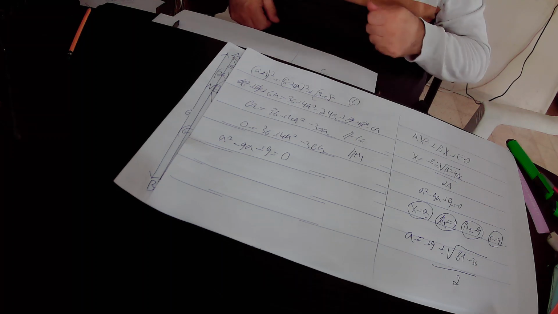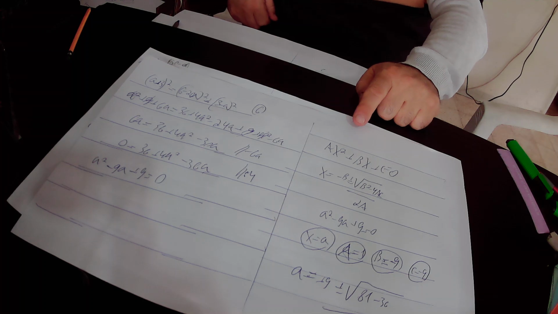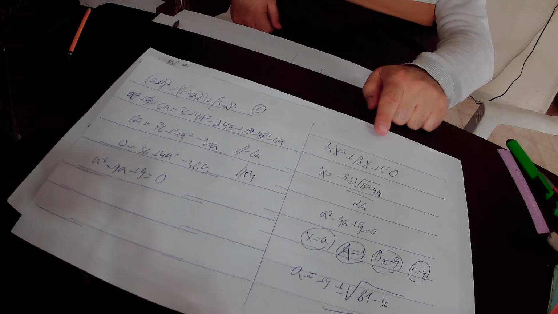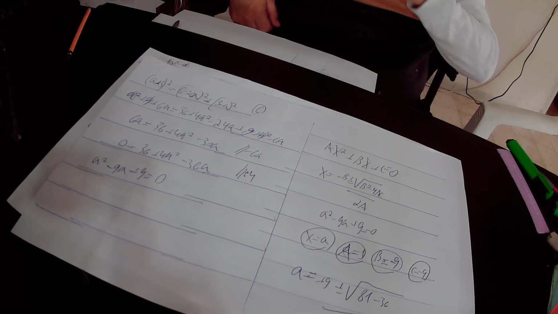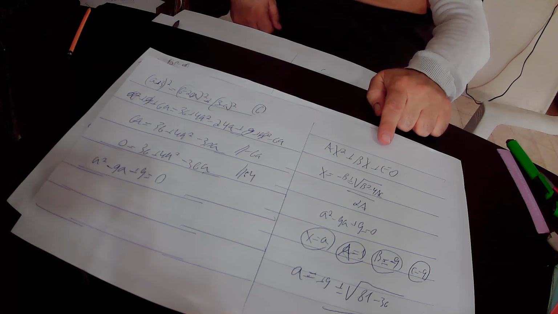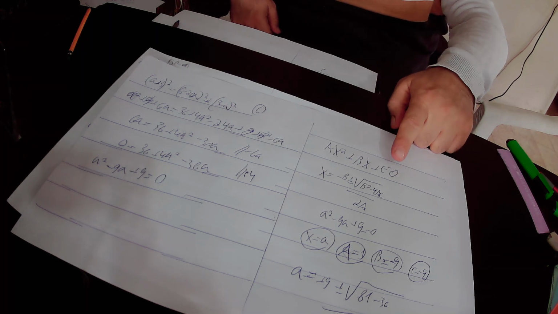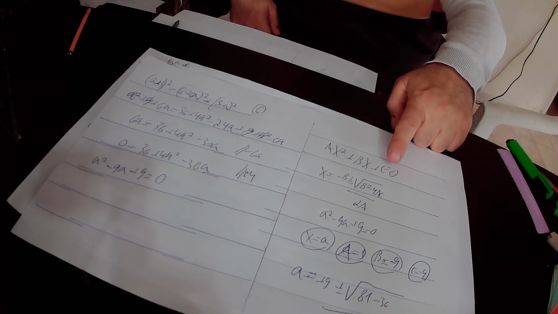So this is a quadratic equation, and the general formula for a quadratic equation is ax squared plus bx plus c equals 0. In this general formula, a, b, and c are the coefficients of this quadratic equation, and x is the variable that we are looking for. And we find out the value of x according to the following formula: x equals minus b plus minus square root of b squared minus 4ac over 2a.